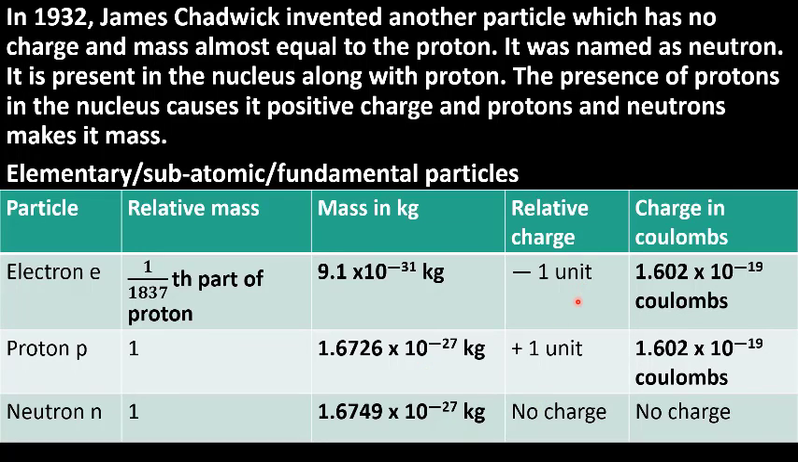Relative charge of electron is minus 1 unit, whereas proton is plus 1 unit, and neutron does not have any charge. Charge in coulombs: charge of electron is 1.602 into 10 to the power minus 19 coulombs of negative charge, whereas proton has the same charge but positive. Neutron does not have any charge.